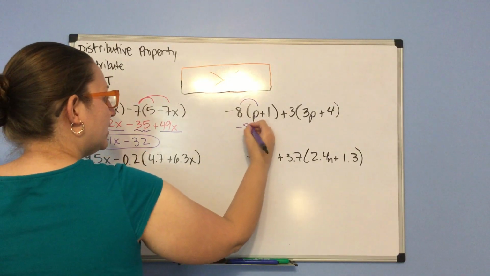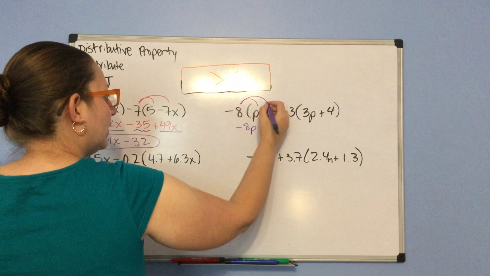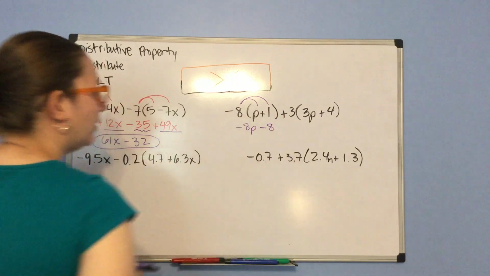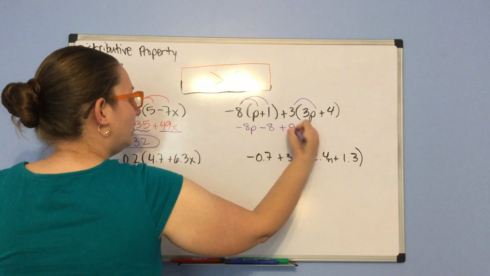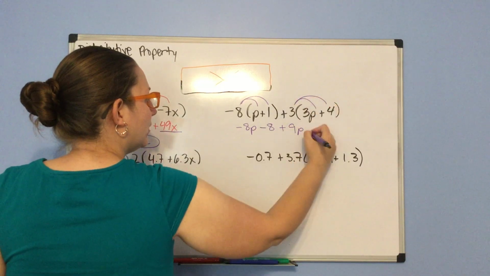Negative 8 times p is negative 8p. Negative 8 times 1 is negative 8. 3 times 3p is 9p. 3 times 4 is 12.